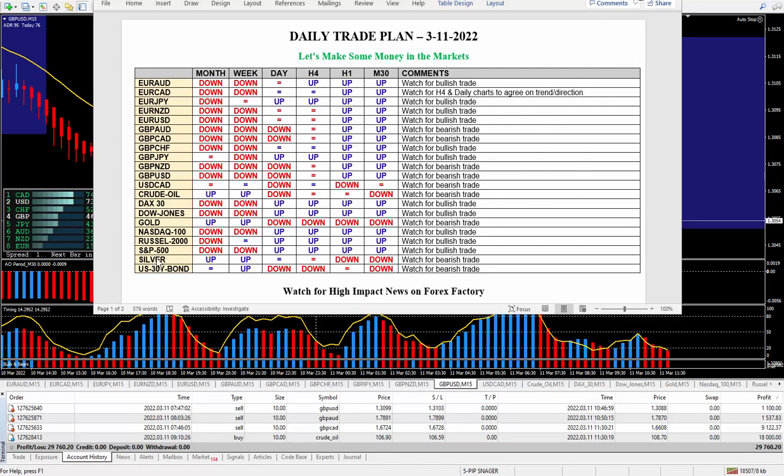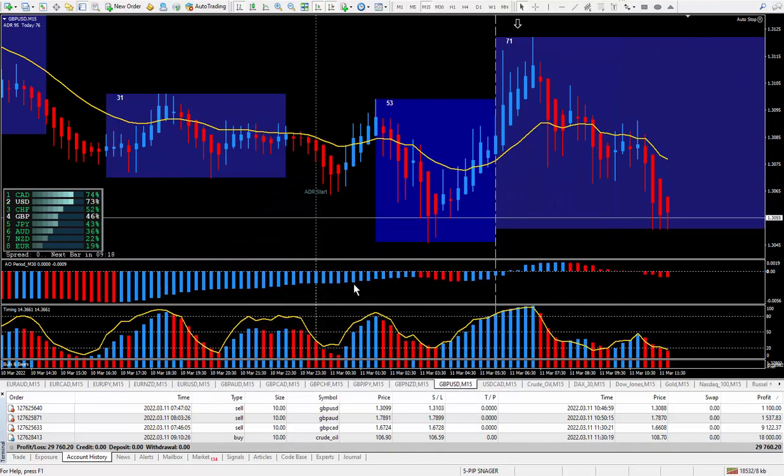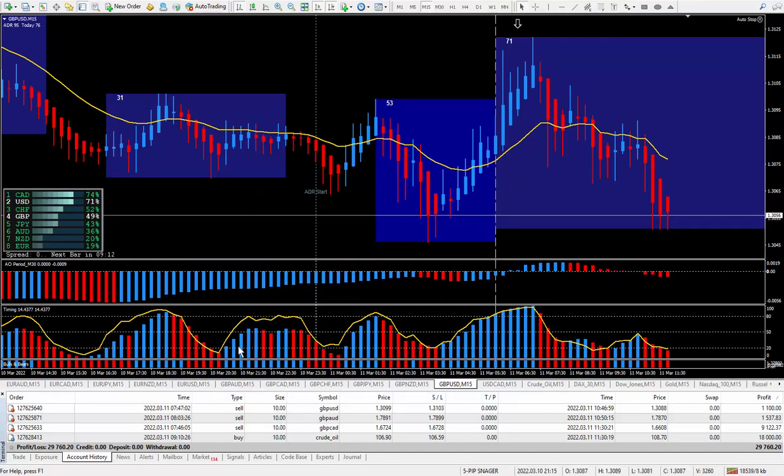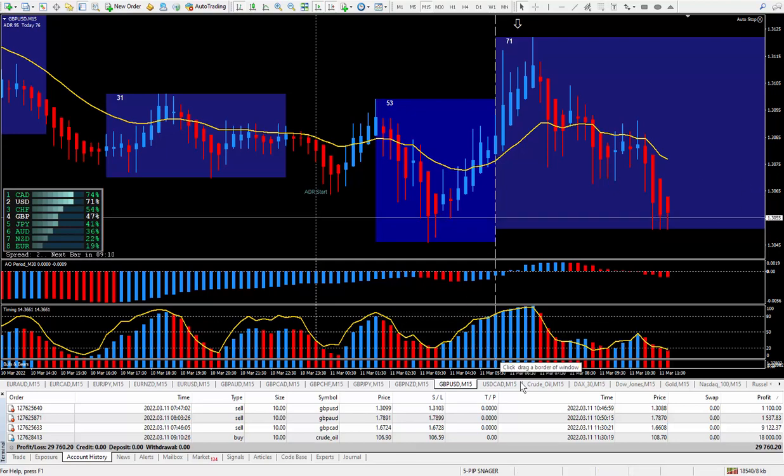So remember that the oil here, more than likely it'll go down first and then up. It's the way you have to read the daily trade plan. So let's go through these trades. Pound dollar, sold based on the pound weakness. Let's see where I got in at.